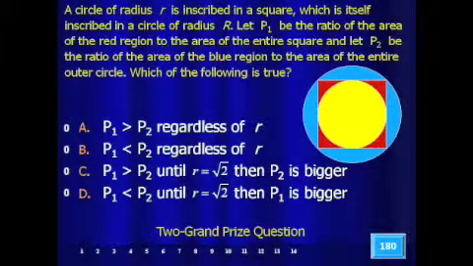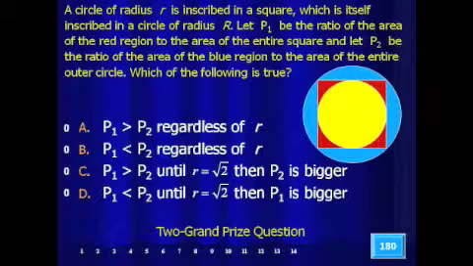A circle of radius lowercase r is inscribed in a square, which is itself inscribed in a circle of radius capital R. We'll let p sub 1 be the ratio of the area of the red region, pictured here, which is outside the circle and inside the square, to the area of the entire square. And we'll have p sub 2 be the ratio of the area of the blue region, which is inside the big circle and outside the square, to the area of the entire outer circle. Which of the following is true?